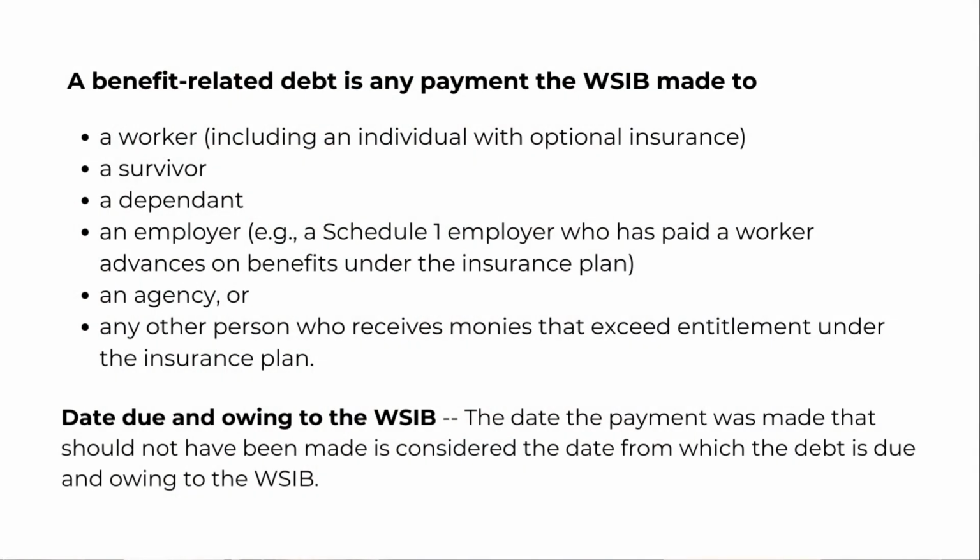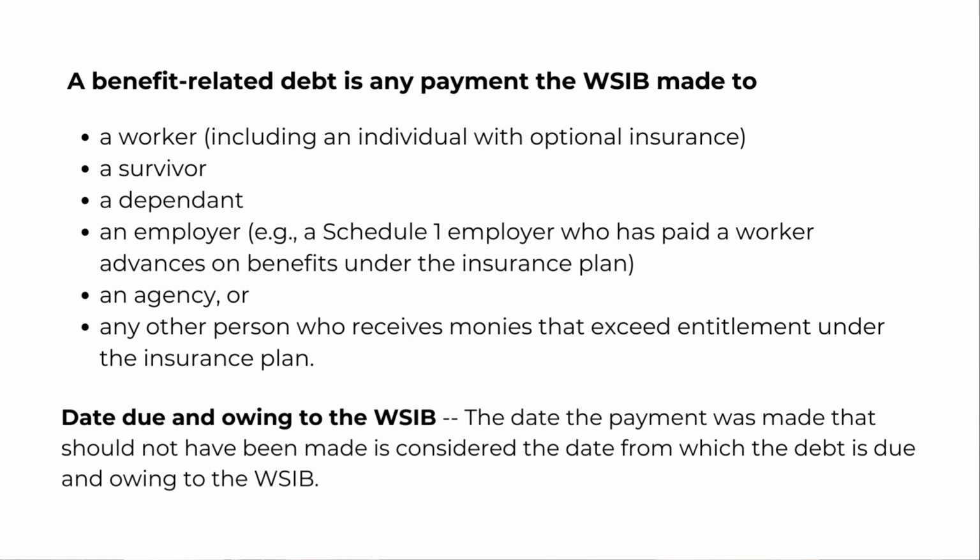So what is a benefit-related debt? Here's what the policy states. A benefit-related debt is any payment the WSIB made to a worker, including an individual with optional insurance, that would be somebody who's in a self-employment situation, a survivor, a dependent, an employer, a Schedule I employer who has paid a worker advances on benefits under the insurance plan, an agency or any other person who receives monies that exceed entitlement under the insurance plan, being the Workplace Safety and Insurance Act. It also covers the Workers' Compensation Act.